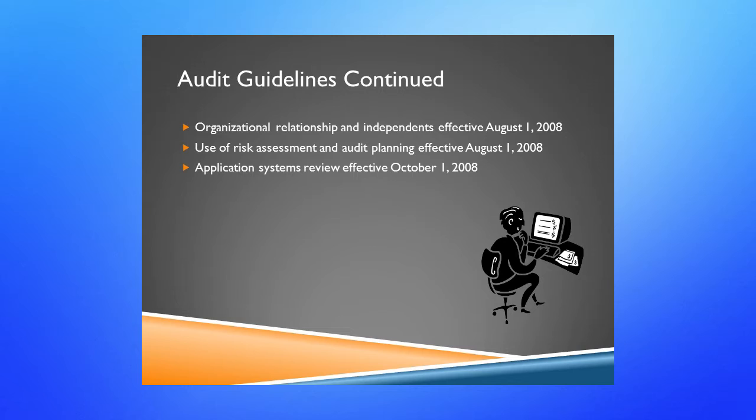Application Systems Review, effective October 1st, 2008. And as it sounds, of course, here we're talking about applications that are running and the controls that we use to protect them. So again, guidelines about ways in which you can look at the plan for how you're going to do an audit of an application, of course, depending on how it's being used by the organization and of the controls that are working with this application.